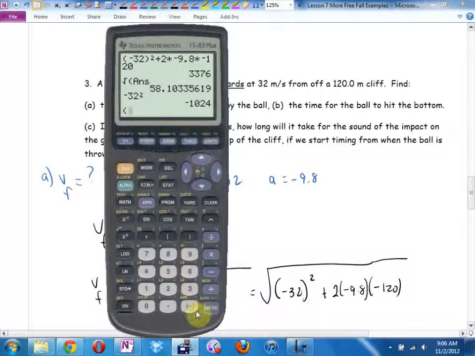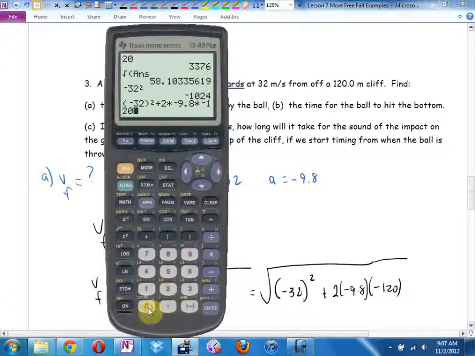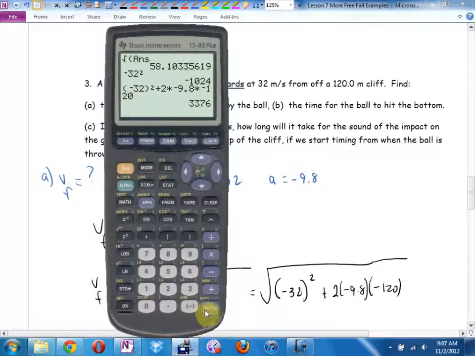So I would type bracket negative 32, close bracket, squared. And then I would go plus 2 times negative 9.8 times negative 120. And by the way, you'll also notice when I handwrite these, I use brackets to separate the numbers because I think that's clearer. When I type on my calculator, I would argue that it's easier for me to read that than it is for me to read this.